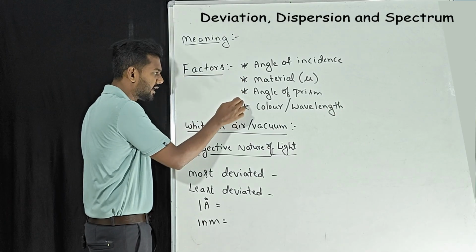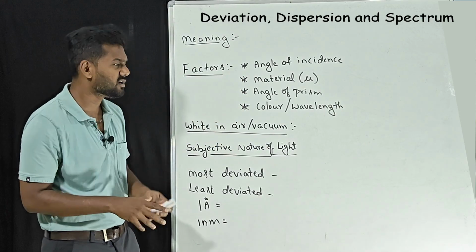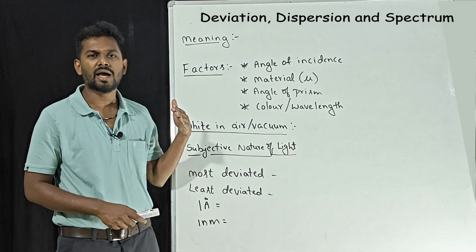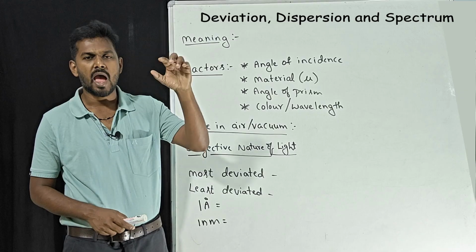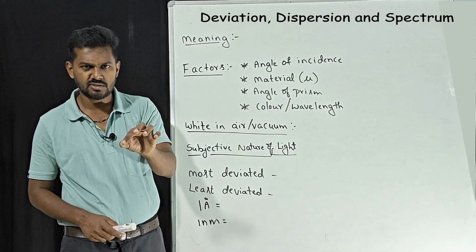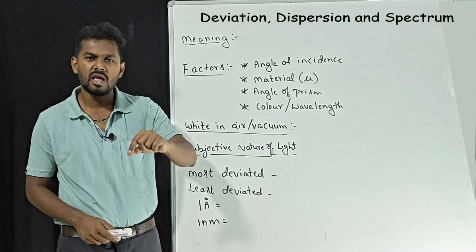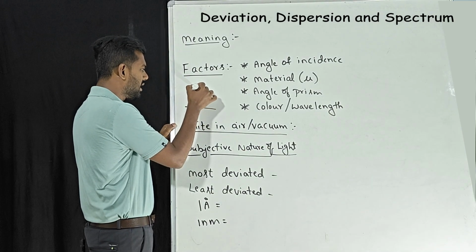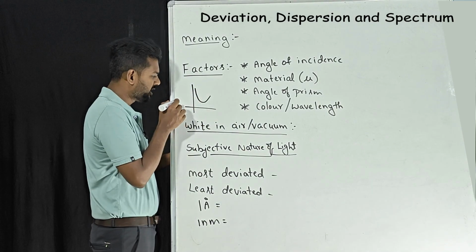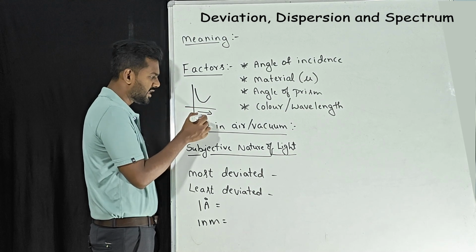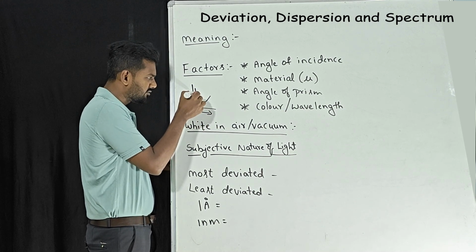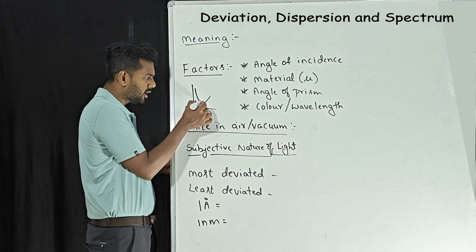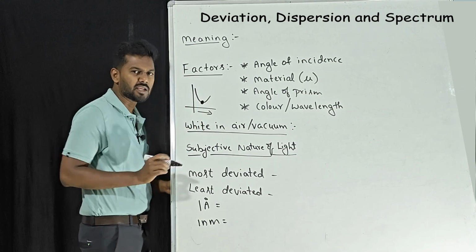Listen, these are the factors which will affect deviation. How will angle of incidence affect angle of deviation? Very simple. As the angle of incidence increases, angle of deviation decreases first, reaches the minimum deviation, and again increases. If you remember this graph, angle of deviation we learnt. As the angle of incidence increases, deviation first decreases, reaches the minimum deviation point here, and again starts increasing.